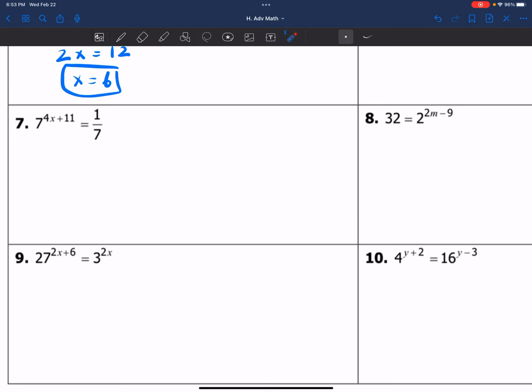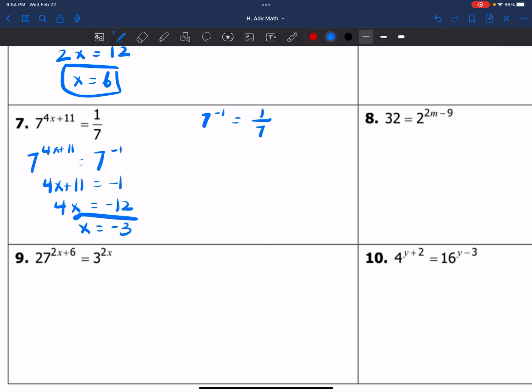You need to remember, though, from your exponent rules that 7 to the power of negative 1 is actually equivalent to 1 over 7. Why is that? Because remember, in order to make a negative exponent positive, you need to move it to the denominator. So these two would be equivalent to one another. So to rewrite it, you would have 7 to the 4x plus 11 is equal to 7 to the negative 1. Now you have both sides having equivalent bases, so you can drop those bases and just set the exponents equal to one another and solve. You end up getting 4x is equal to negative 12, so x is equivalent to negative 3.